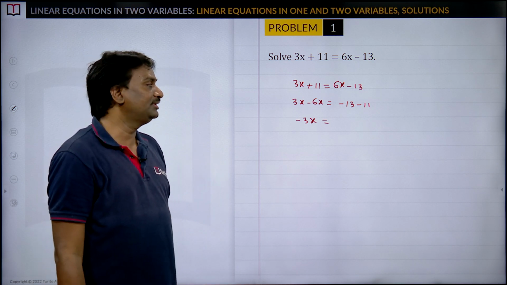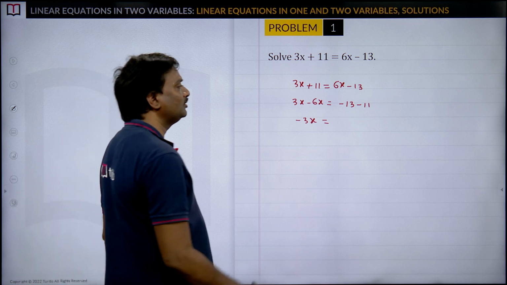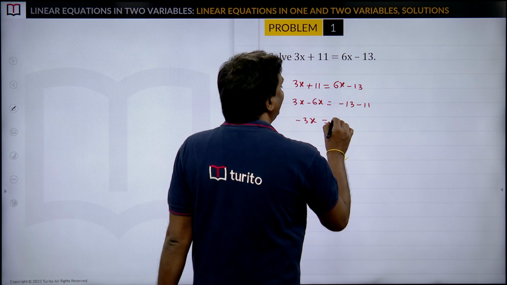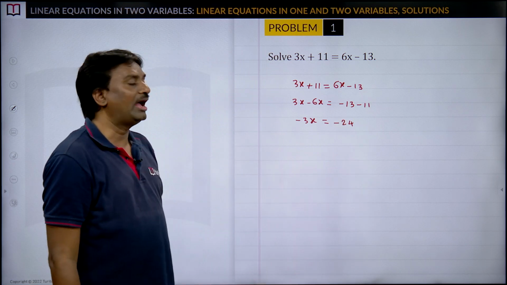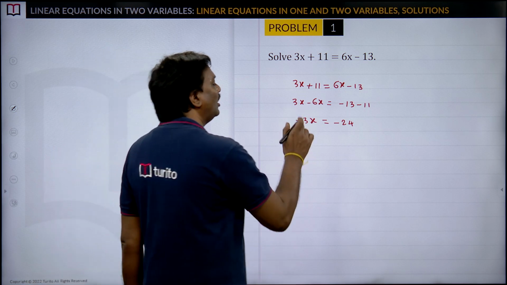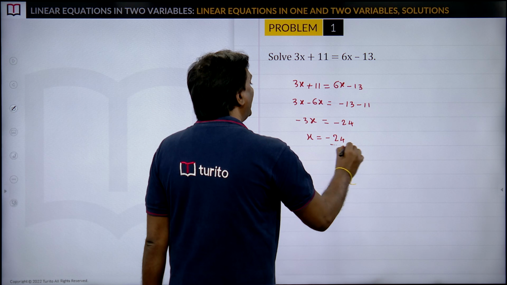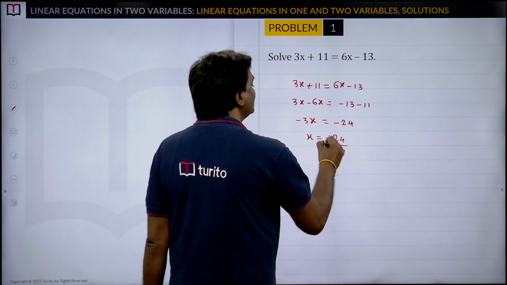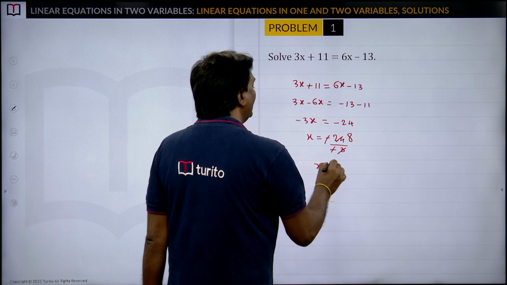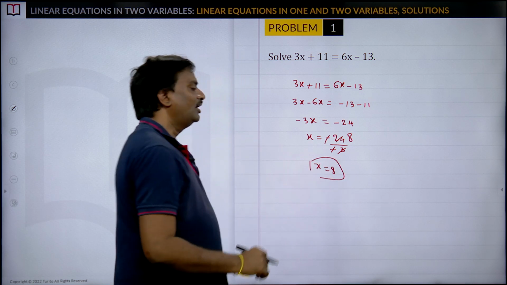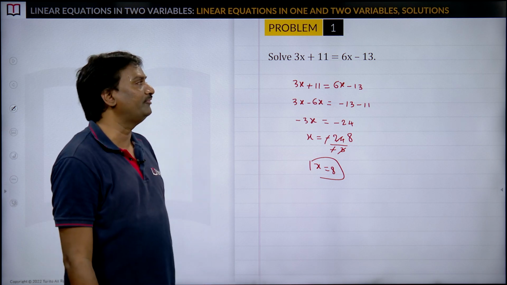Since the x term contains a negative sign, we have minus 3x equal to minus 13 minus 11, that is minus 24. To get the value of x, divide on both sides by minus 3. Minus 24 by minus 3: the minus signs cancel, and 3 eights are 24. So, you will get x equal to 8. This is the solution of the given linear equation in one variable.